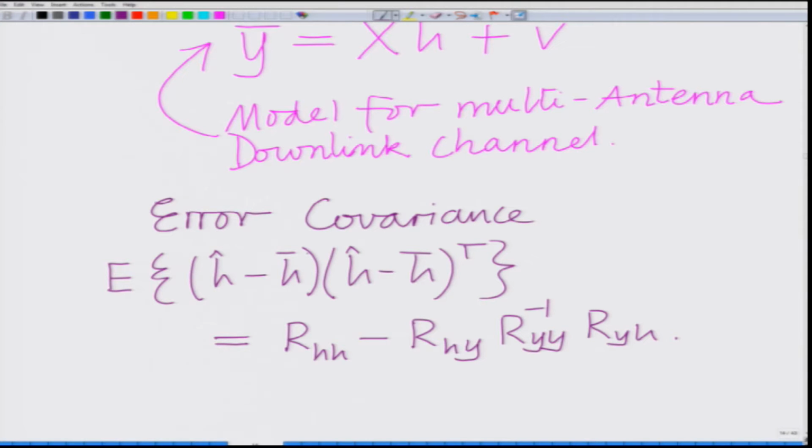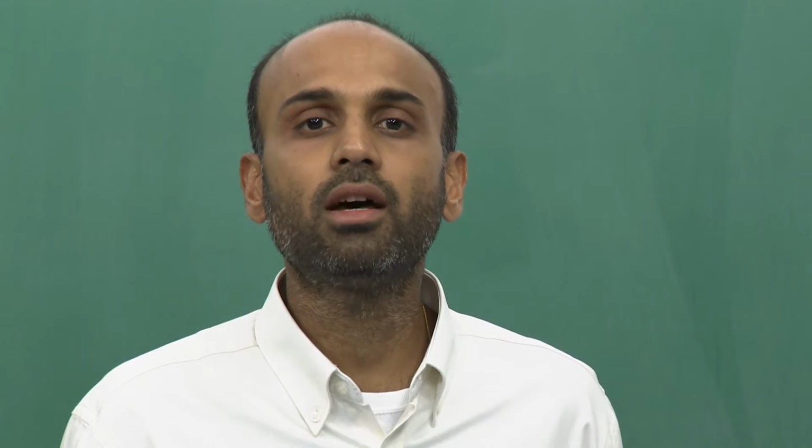Of course, previously we had looked only at a scalar parameter. For a scalar parameter, this will simply be the error variance. Now we are looking at a vector parameter, so we have to consider the covariance matrix of the estimation error, that is the expected value of h hat minus h bar times h hat minus h bar transpose, and that is what we are going to find.